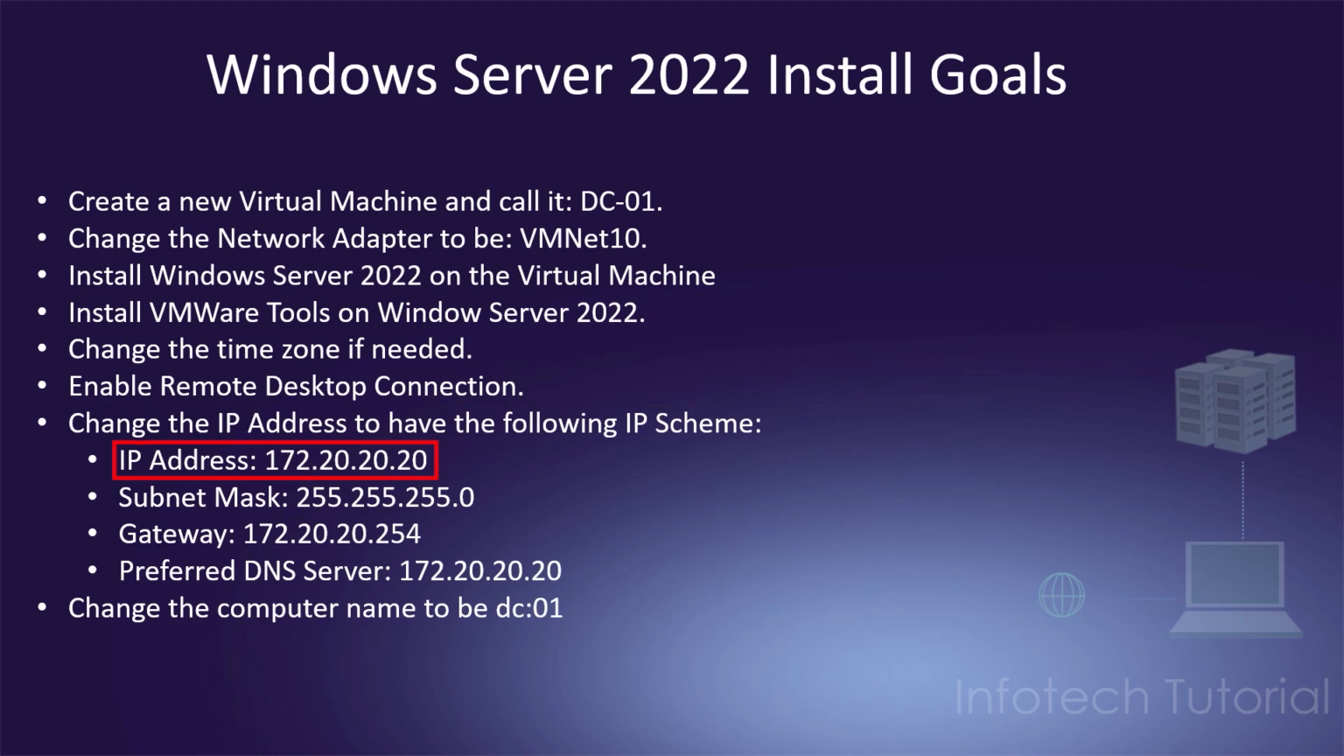We want the IP address to be 172.20.20.20. The subnet mask is going to be 255.255.255.0. The gateway will be 172.20.20.254. And the preferred DNS server will be 172.20.20.20. And lastly, we'll change the computer name to be DC-01.